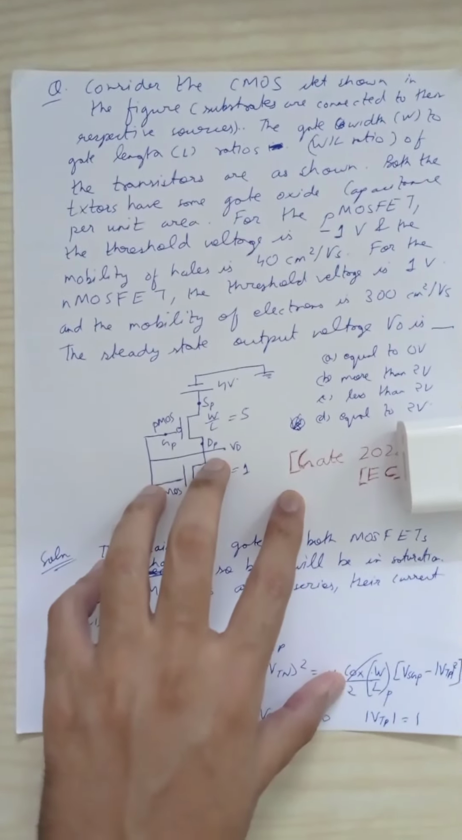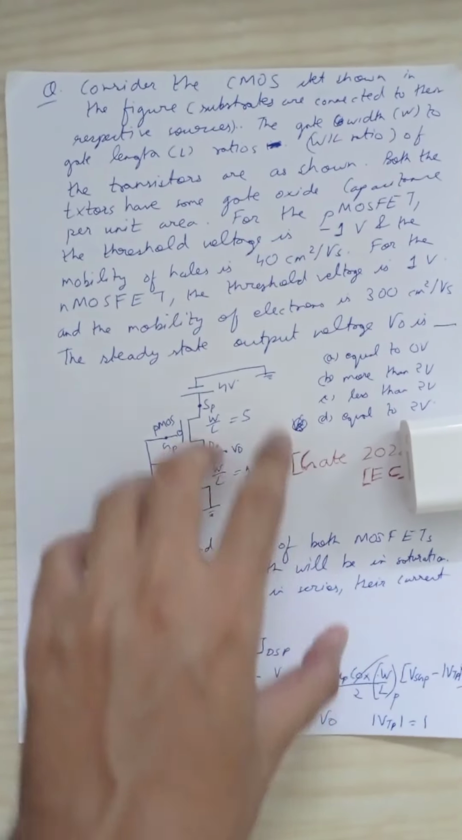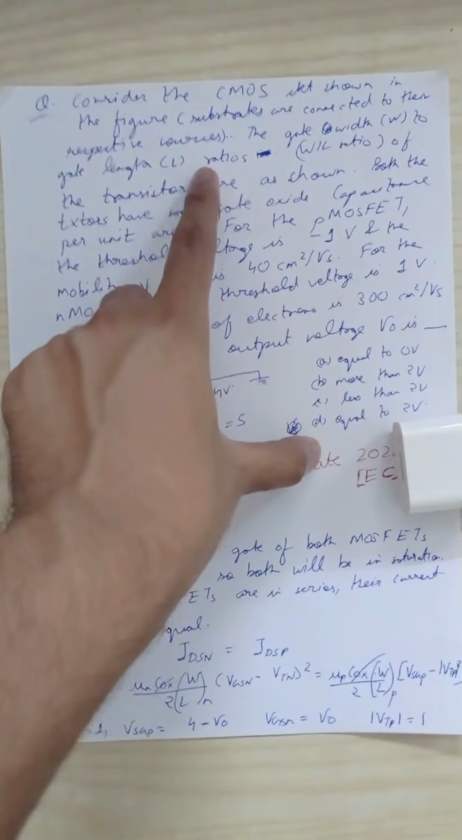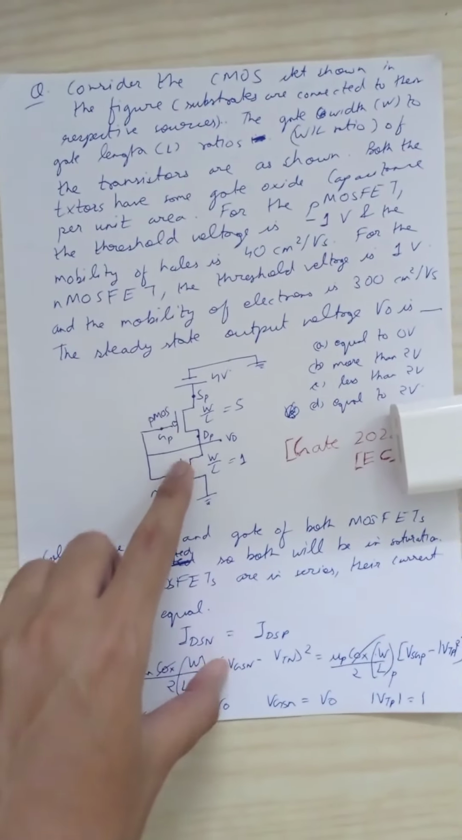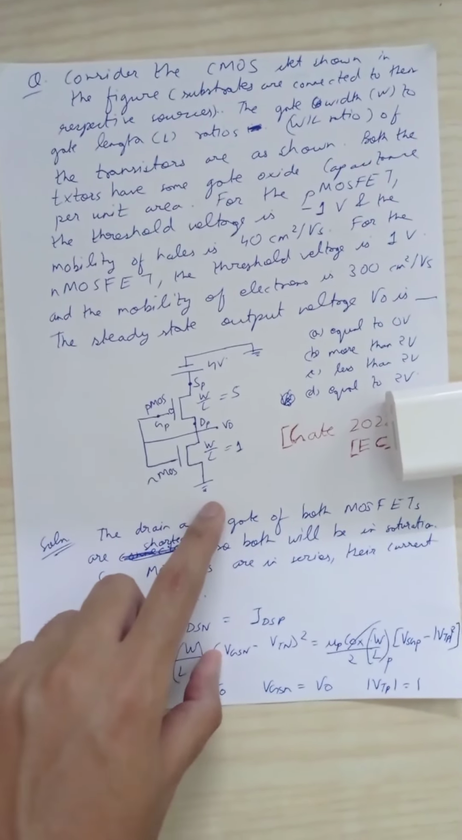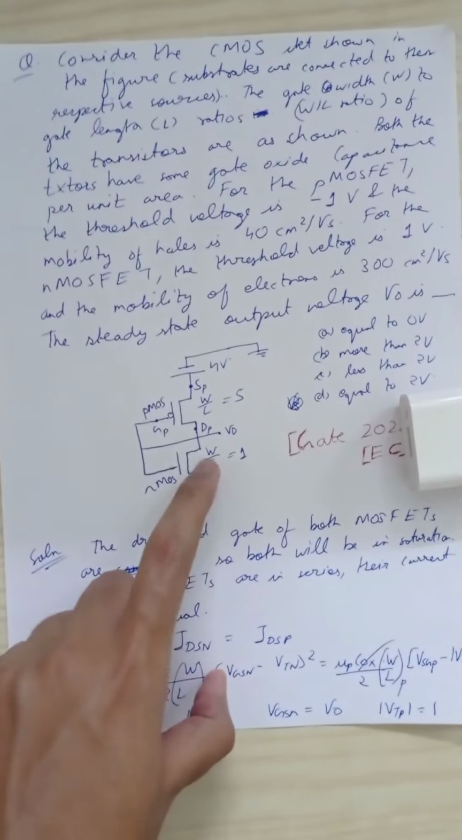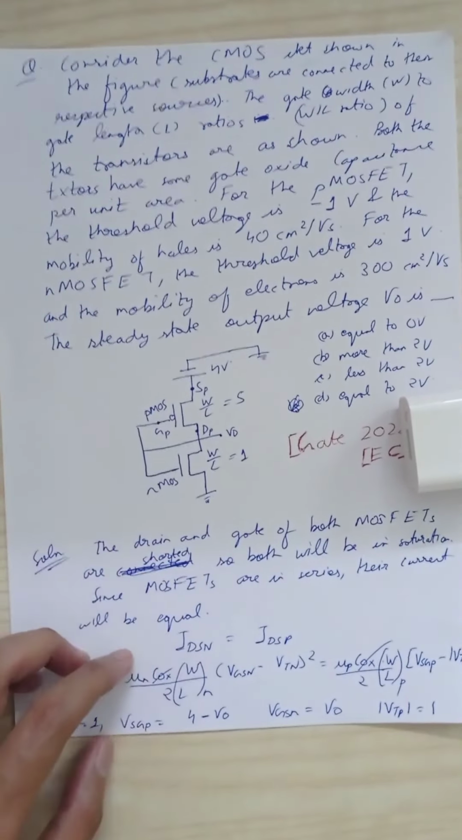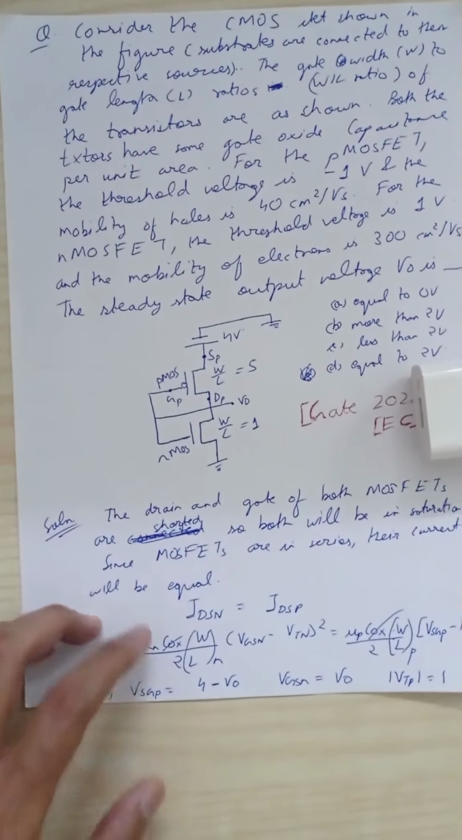Question from GATE 2022 Electronics branch. So it says that consider the CMOS circuit shown in the figure. So this is the CMOS inverter circuit which is shown in the figure. Then it says that the gate width to gate length of the transistors are shown.